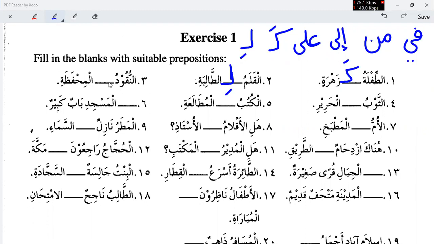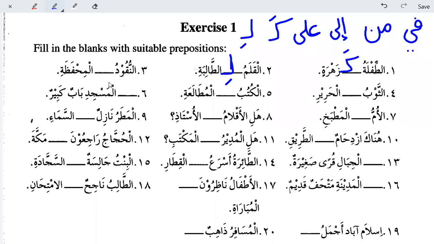Then what is the next one? An-nukud fil mahfaza. The cash is in the wallet, okay? Next.